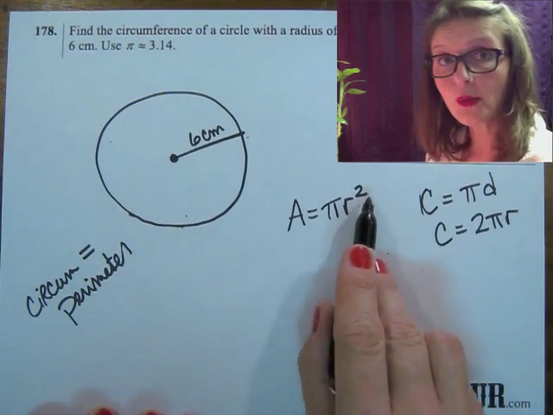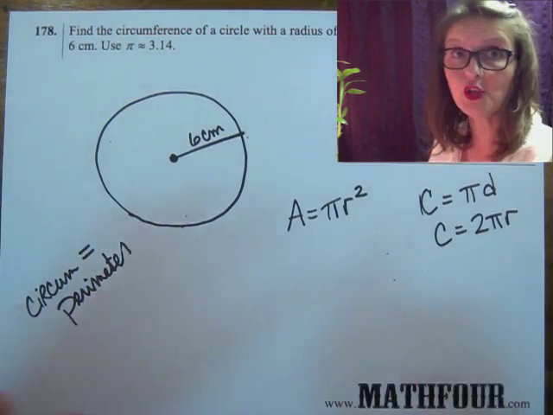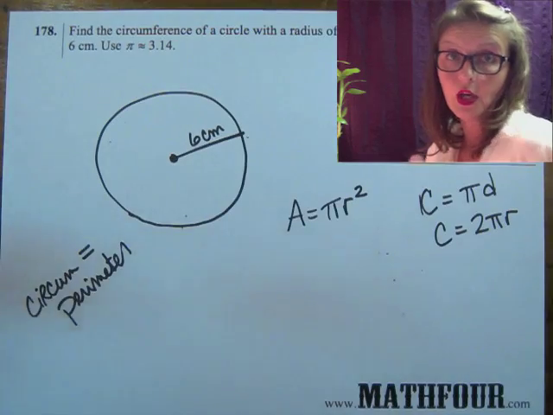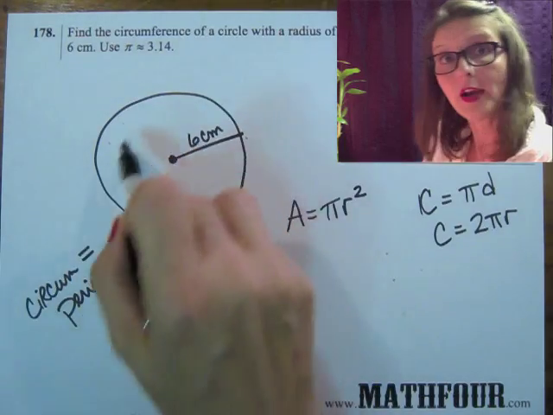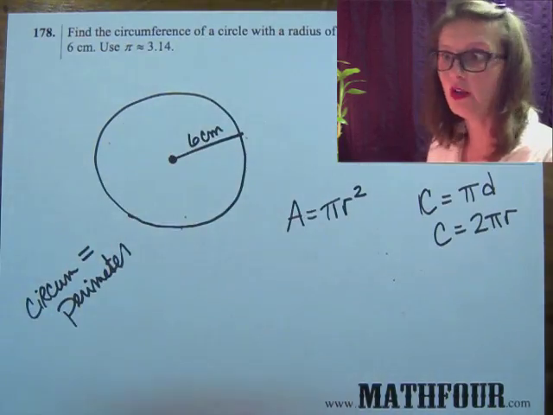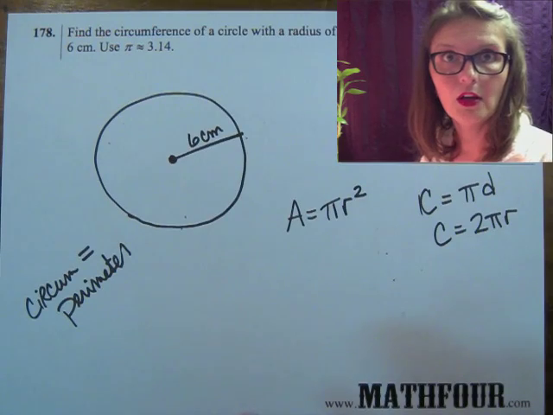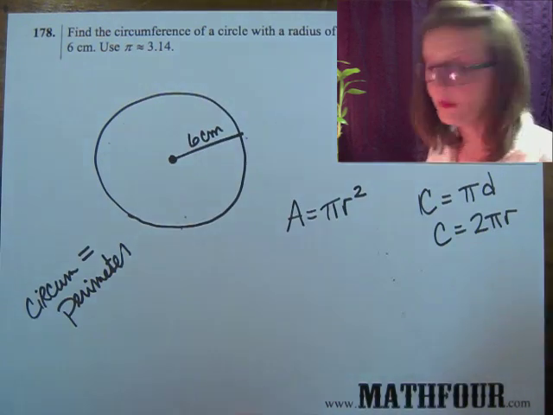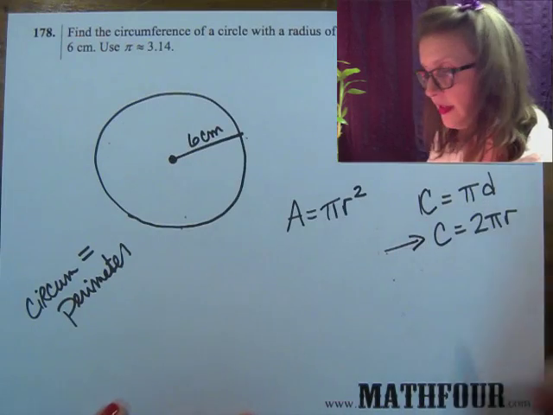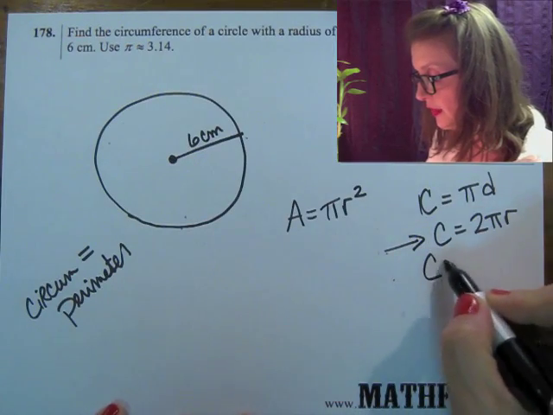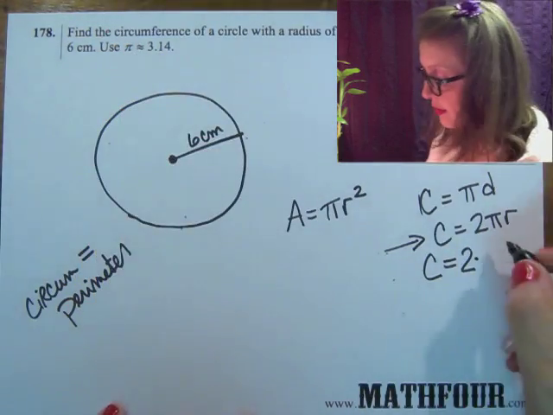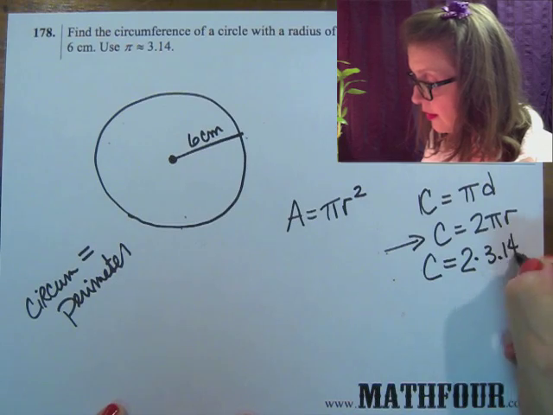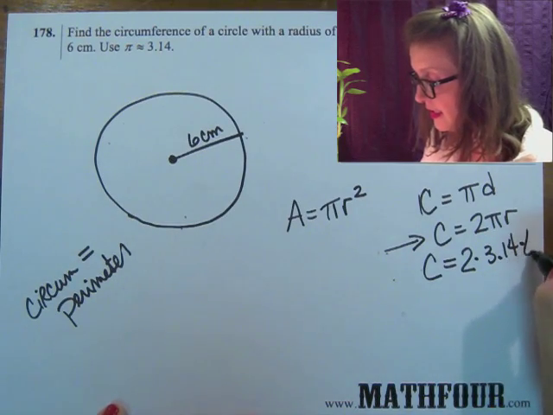Remember this also because the squared gives you square units, so it's the surface area, the area, which is like little squares of carpet across your circular floor. So we want this one, the circumference. It says to use pi, which is approximately 3.14, and our radius is 6 centimeters.